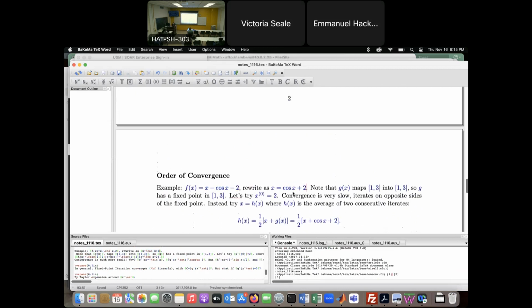Now I can confirm that g of x maps the interval 1 to 3 into itself. It makes sense because cosine x is between minus 1 and 1, therefore cosine x plus 2 is always between 1 and 3. So g of x is guaranteed to have a fixed point between 1 and 3, and it makes sense to try the initial guess of 2. Now I can try this out in MATLAB.